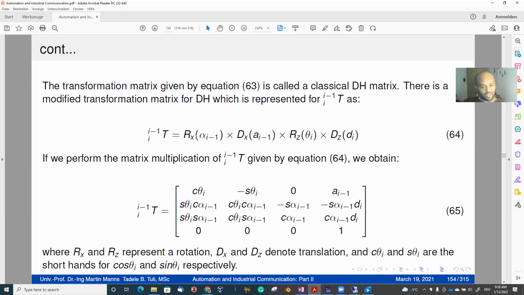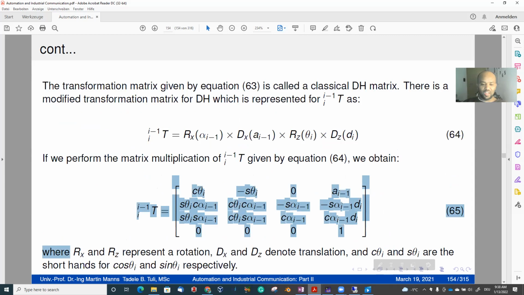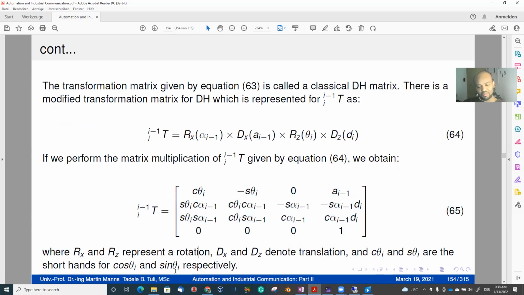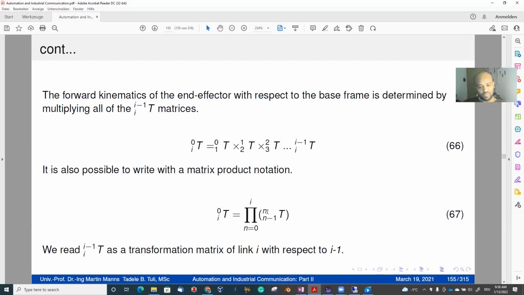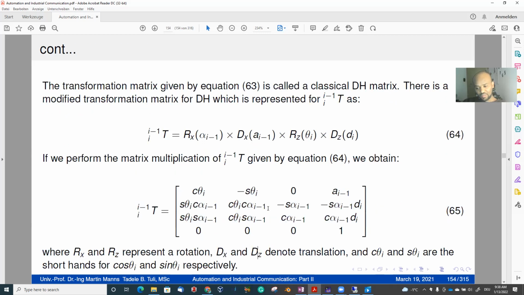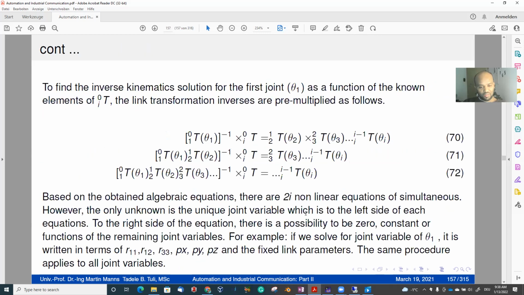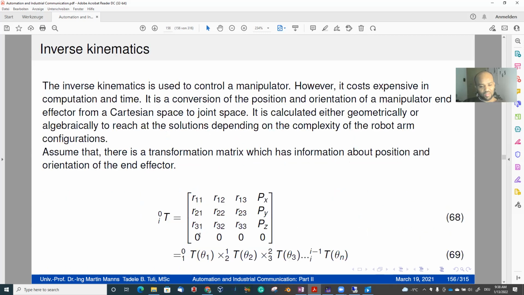The other says first rotate X, then translate X, then rotate Z, and then translate Z. This is also a convention. When you do this, you will get something like this. But finally, the total output will become the same. So it looks like this. The forward kinematics is then a multiplication of the first joint, the second joint, the third joint, and finally the nth joint. That's how it works.